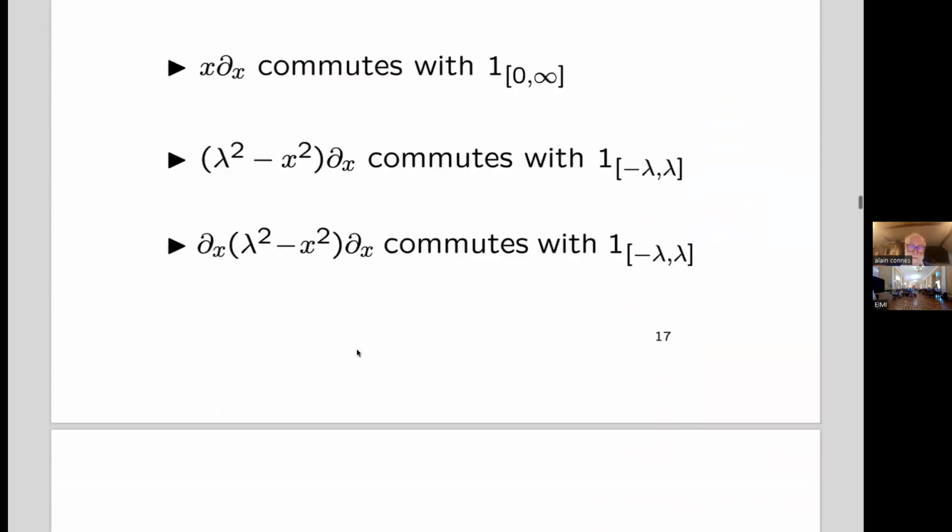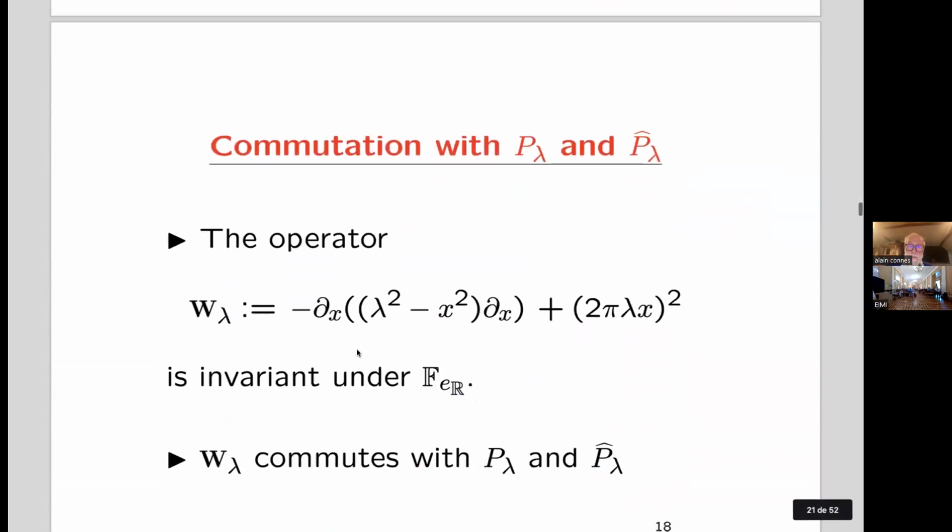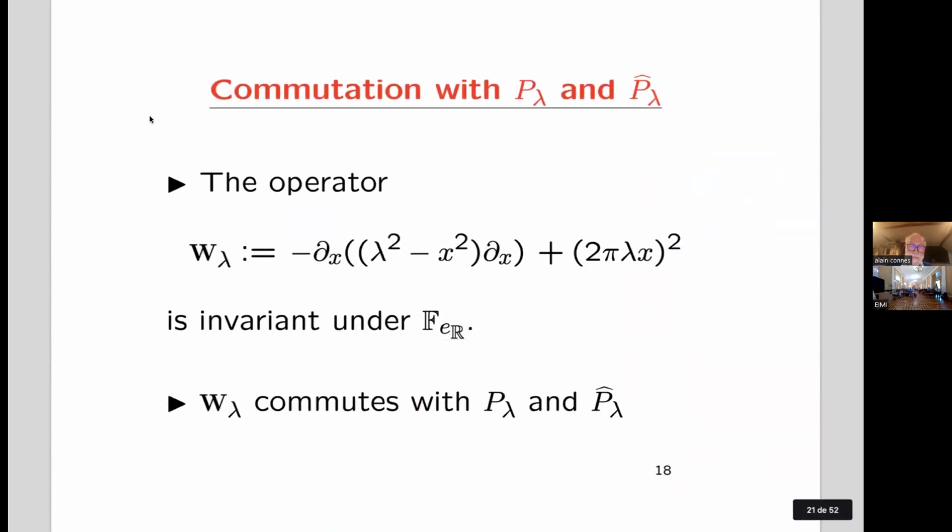So back in 1998, in fact, I had analyzed the fact that this operator, W lambda, was commuting with P lambda and P lambda hat. But what Slepian and his collaborators had done was to look only at the restriction of the operator to the interval minus lambda to lambda, and to look only at the positive eigenvalues.